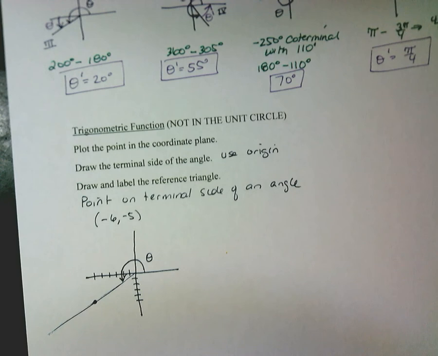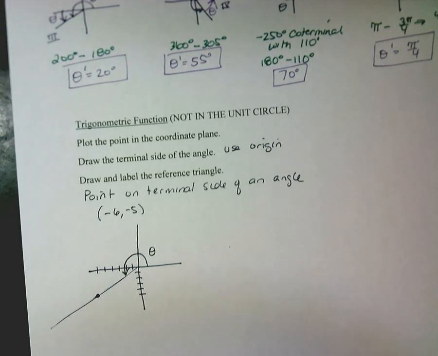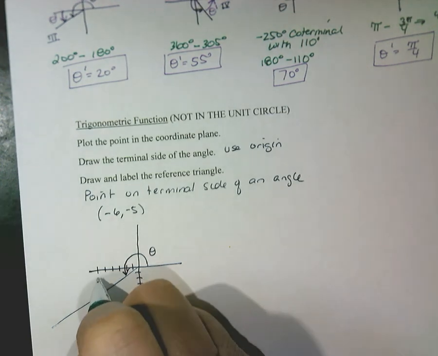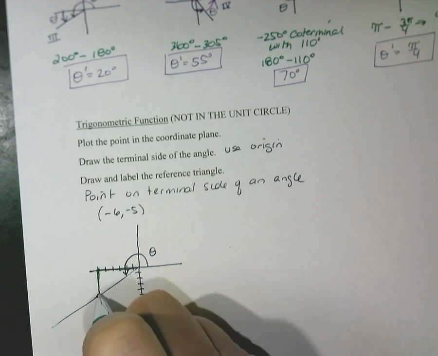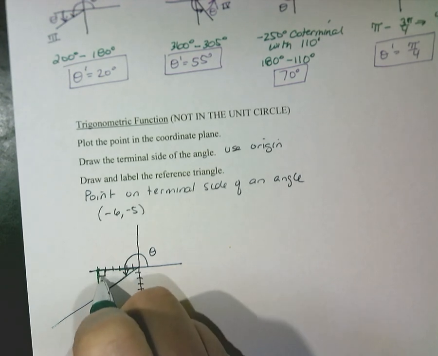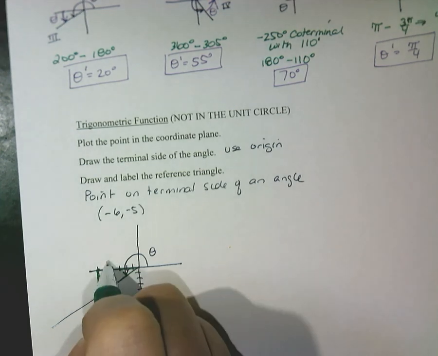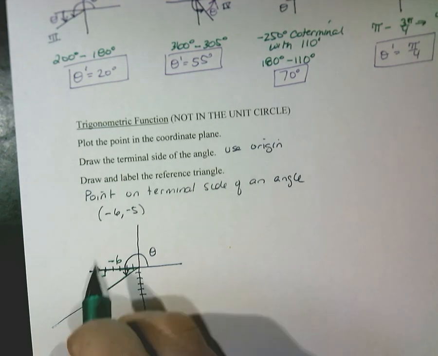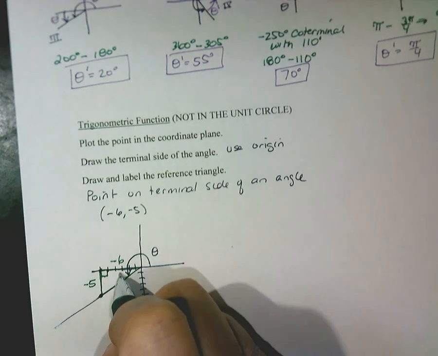Then we're going to draw and label a reference triangle. That's why we needed the reference angles. So if this is my point, I'm going to go to the x-axis. And there's my triangle right there. So my right angle is right there. I need to label my reference triangle. So since I went left 6, this is going to be -6. I went down 5, this is going to be -5. It's important. You must label it in the correct way with positives and negatives. My theta prime is what's in here.